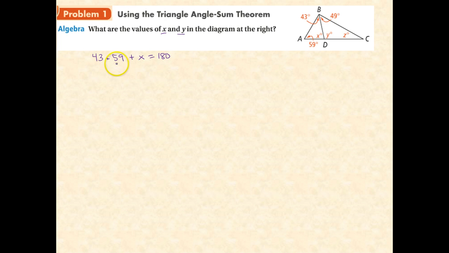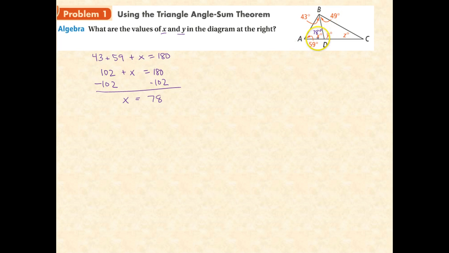43 plus 59 is 102, so 102 plus x equals 180, and then we subtract 102 from each side of the equal sign, and we get x equals 78. So that's 78 degrees, that angle right there.